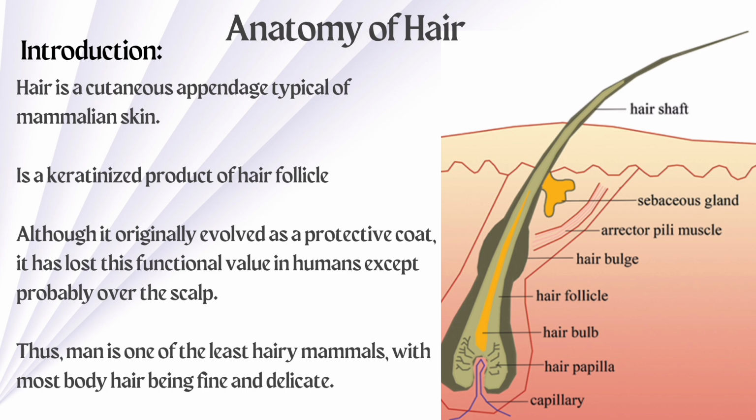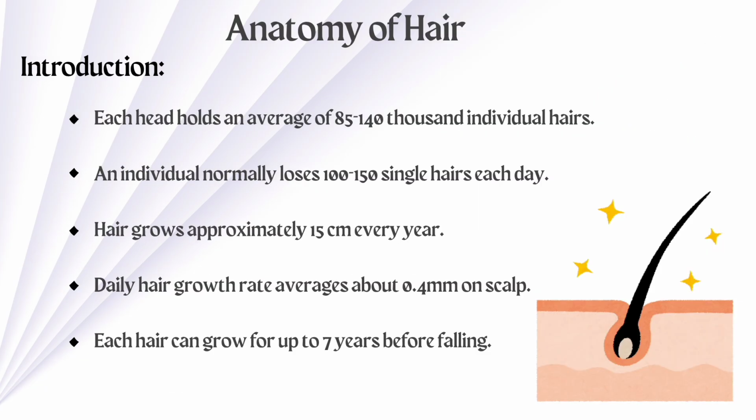Although it originally evolved as a protective coat, it has lost this function value in humans except probably over the scalp. Thus, man is one of the least hairy mammals with the most body hair being fine and delicate. Each head holds an average of 85 to 140,000 individual hairs. Normally loses 100 to 150 single hairs each day, approximately grows 15 cm every year.